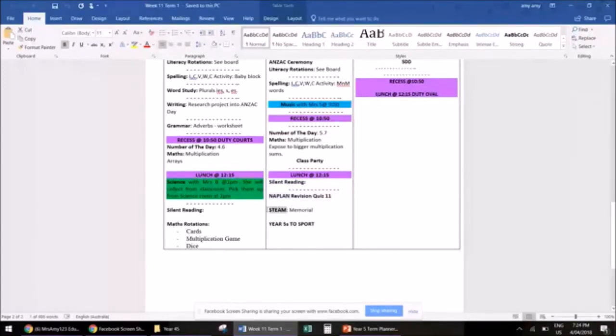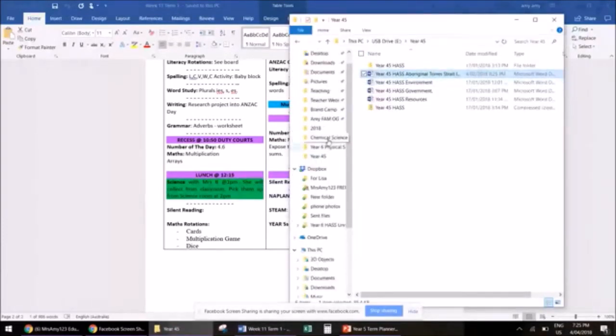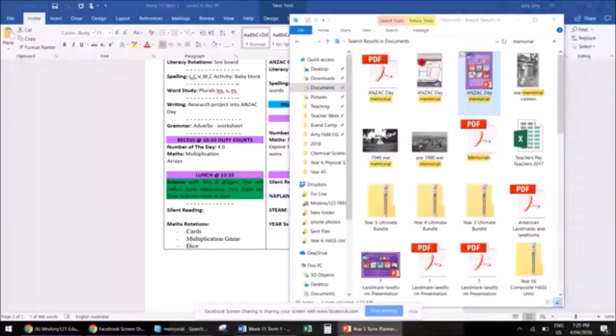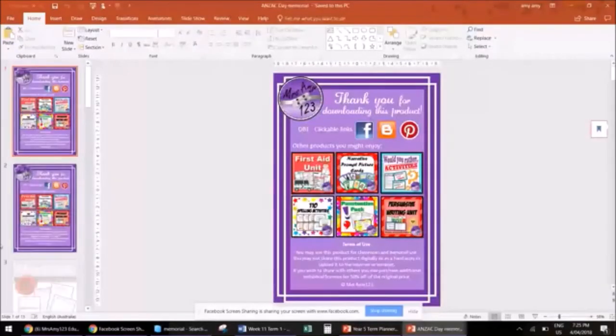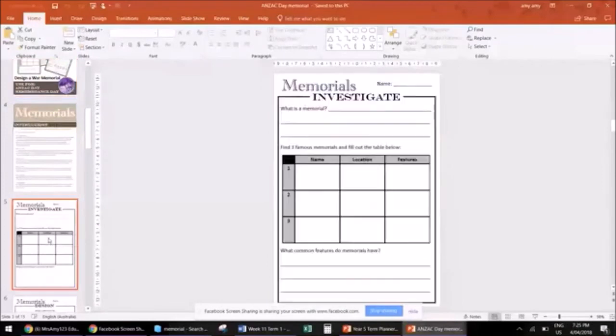And then instead of STEAM, we've finished making our pinball machines, or at least that's the hope, because we're doing that tomorrow in week 10. So hopefully by week 11 we're not doing them anymore. I'm hoping to finish that memorial project. So let me take this chance now to actually show you that memorial project so you understand what it's about. I've got so many files on my computer. So this is the memorial project that I'm going to do for Anzac Day.